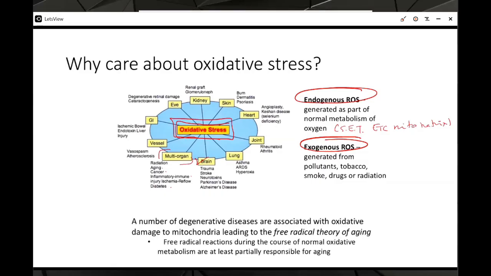A number of degenerative diseases are associated with oxidative damage to the mitochondria, and this has actually led to what is called the free radical theory of aging. Why are lifespans typically what they are? You have medicine, you have better eating, sleeping, health habits. But again, there's just certain periods of time that people typically are living through. And what they're finding is a correlation to the amount of free radical reactions that occur just during a normal course of oxidative metabolism is at least partially responsible for not only the aging process, but also what type of life duration typically is experienced.